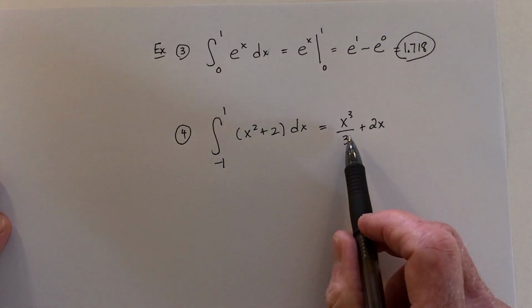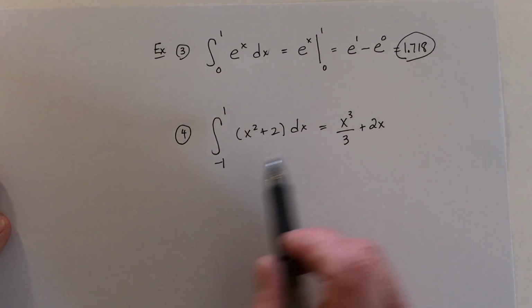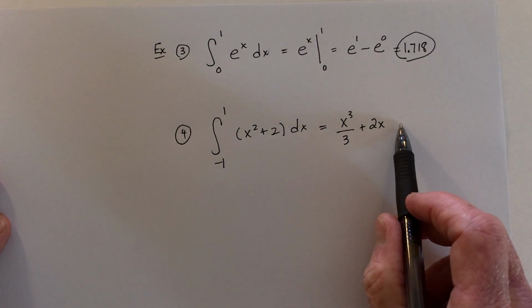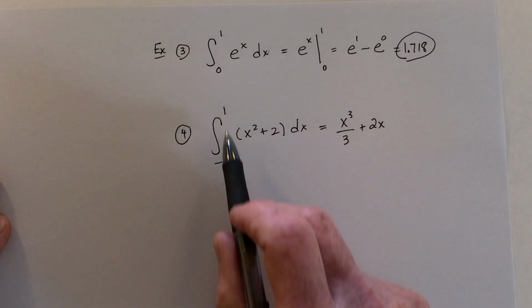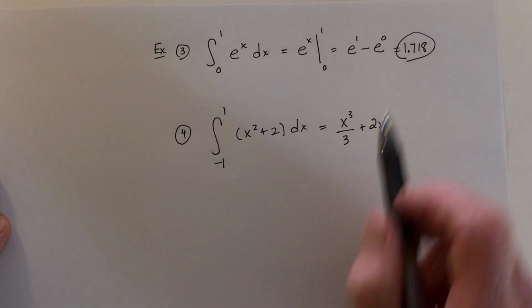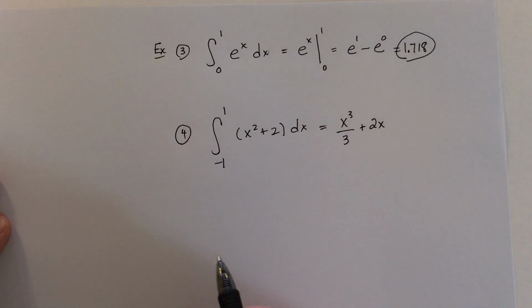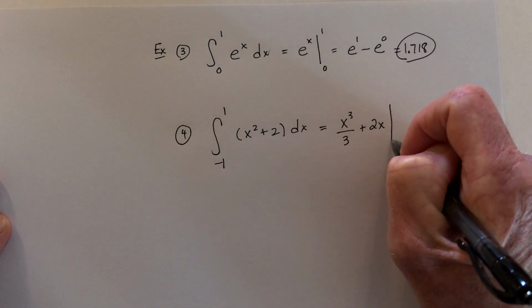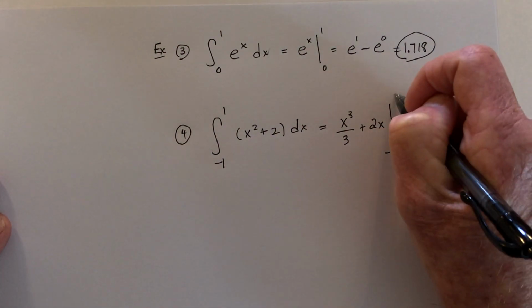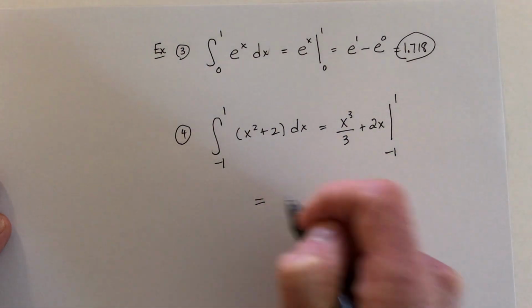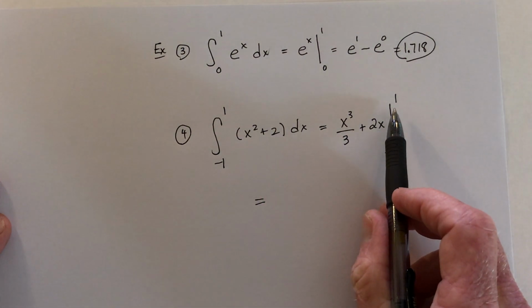Oh, and by the way, when we do antiderivatives without numbers, you do need to put a plus c at the end. But when you have numbers, you just get a number at the end. There is no plus c. So now evaluate from -1 to 1. So substitute the top number first.